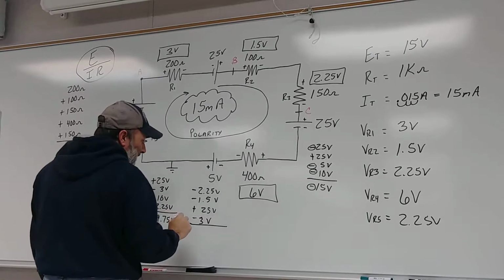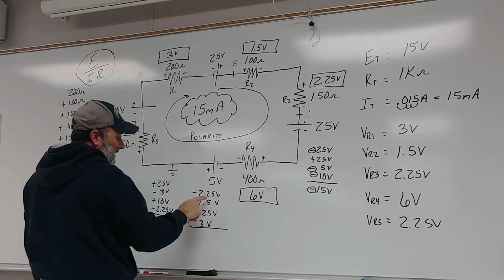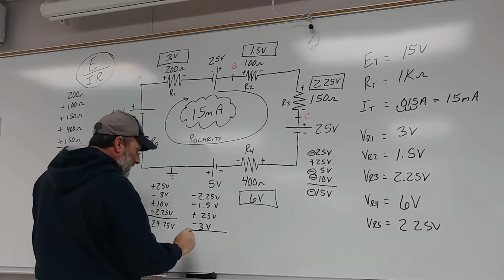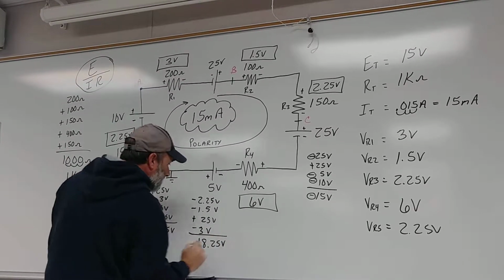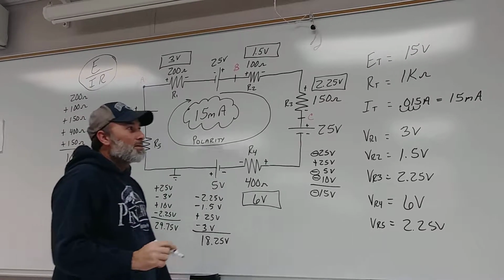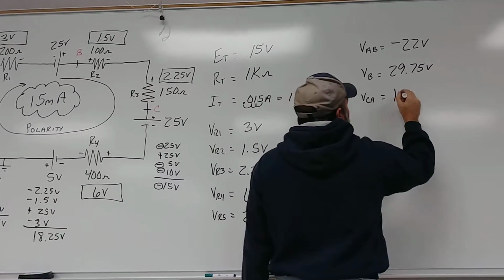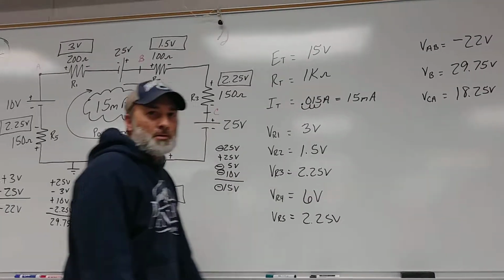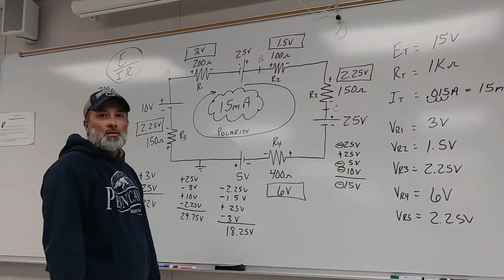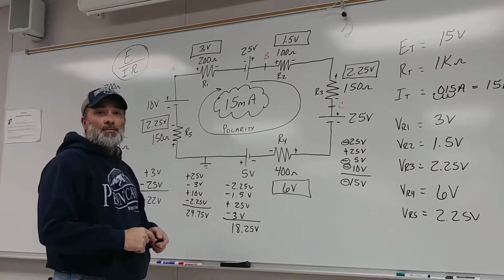So now I'm going to have 6.75. I take that away from the 25, and I should get 18.25 volts. And it's positive because my 25 was big. 18.25 volts. And that's all there is to getting our values for the series circuit that we had here.